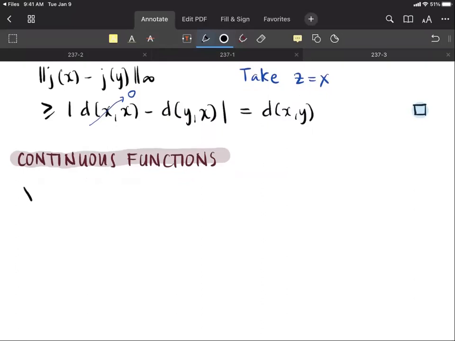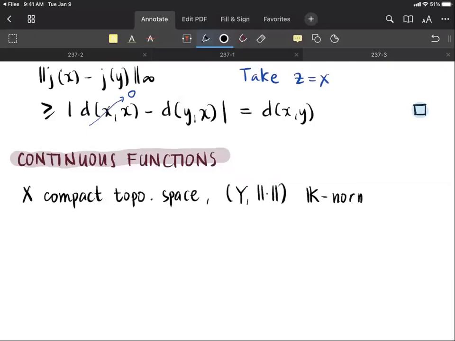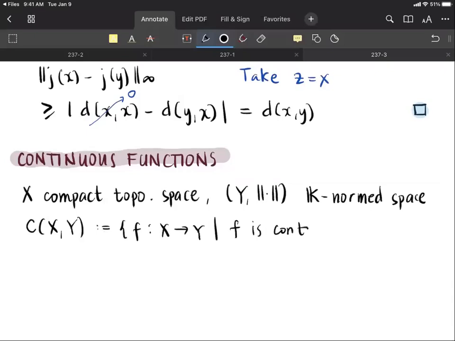So here, let's start with not a set, but a compact topological space X and a normed space Y over the field K. We denote by C(X, Y) the space of all functions from X to Y such that f is continuous.